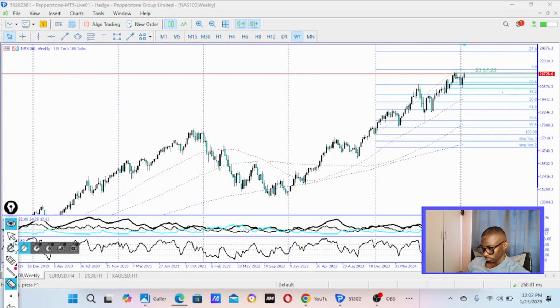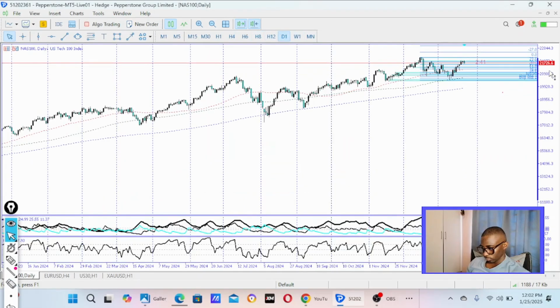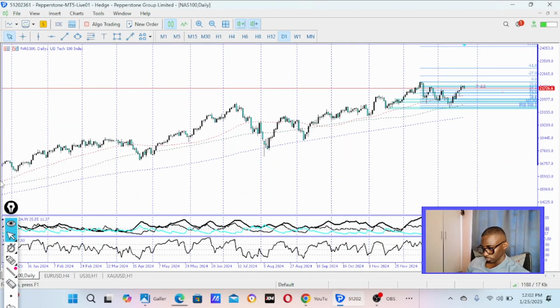The daily time frame is also bullish. Price gave us this double bottom again. Price gave us this divergence over here. You see ADX is above the 25, so it is bullish. Let's go to H4.